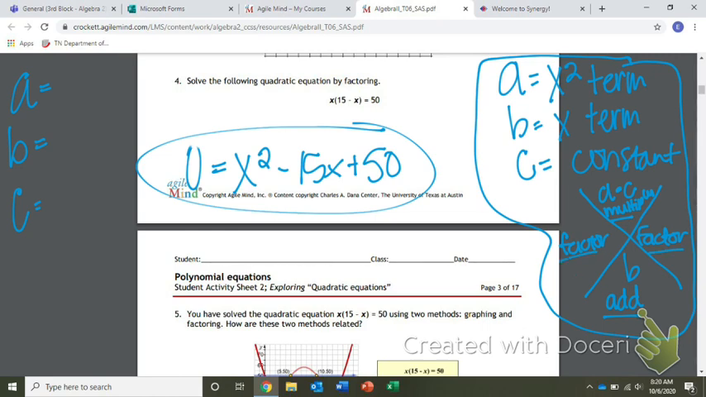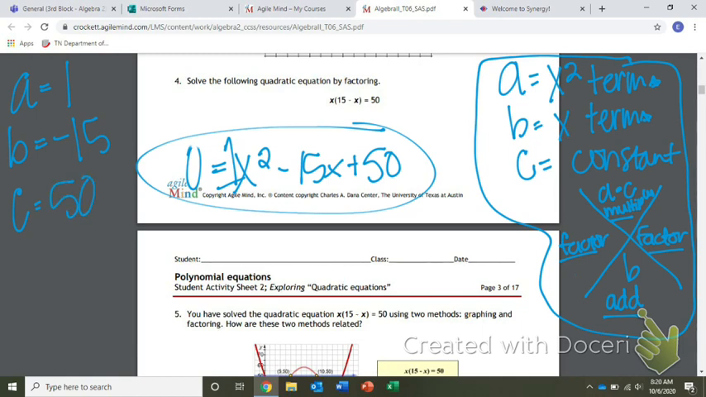Now, over on the left side of my paper, I wrote A equals, B equals, and C equals. Remember, the word term here means a number. So what number is in front of that x squared? Well, it's a 1. We don't write it, but we know it's a 1. What number is in front of the x? It's a negative 15. You always keep your sign. Constant means it does not have a letter. It's just a number, so that will be 50.